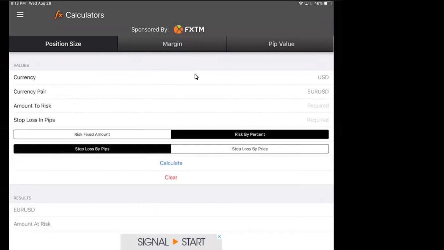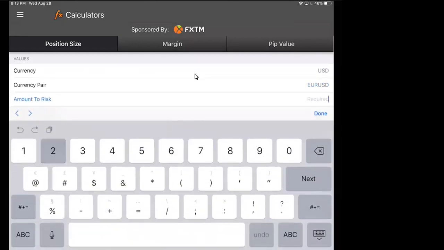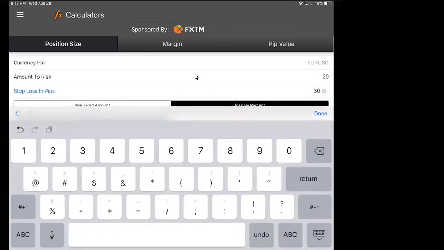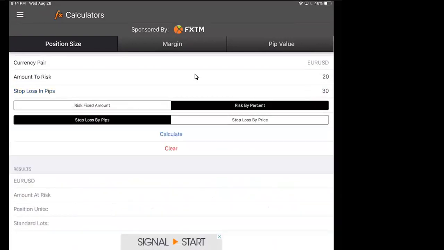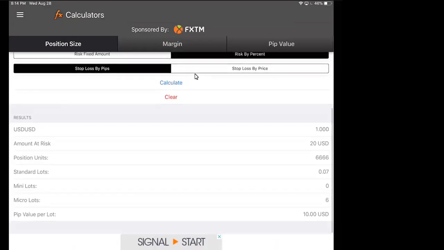So the currency pair, the kind of currency we have in our account is USD, most of us. Some of us are more advanced traders and they do trade based off of a GBP account or, for instance, a Bitcoin account. So what you guys will notice is if I stick with Euro USD and I'm risking 20%, okay, my stop loss 30 pips, risk by percent, calculate. My lot size would be a 0.07, okay?